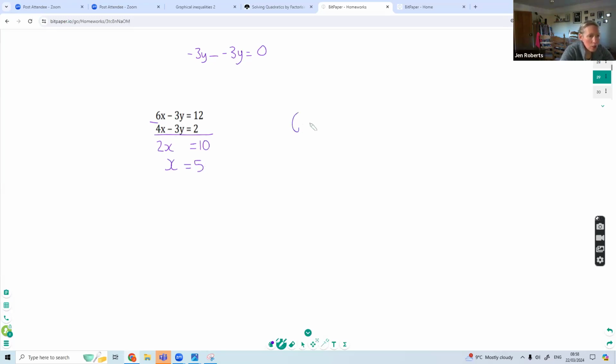I'm going to just choose the top equation. I know x is 5, right? So 6 times 5 is 30. Right, just be careful when you're solving this. So I'm going to take 30 off both sides first. If I take 30 off of here, you're left with minus 3y. Don't forget this minus belongs to that 3.